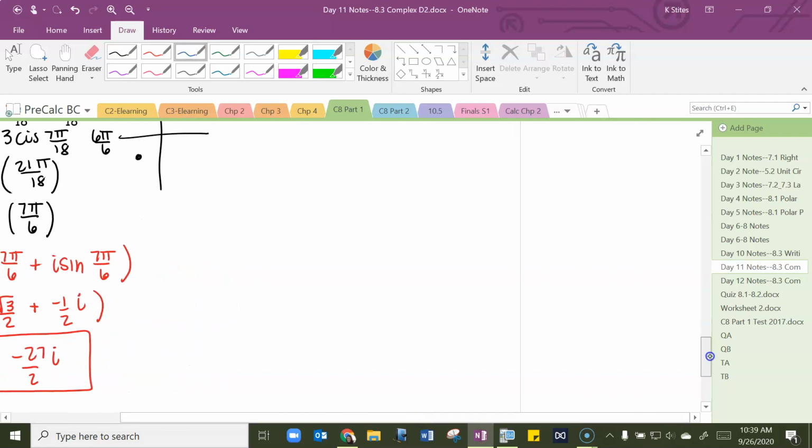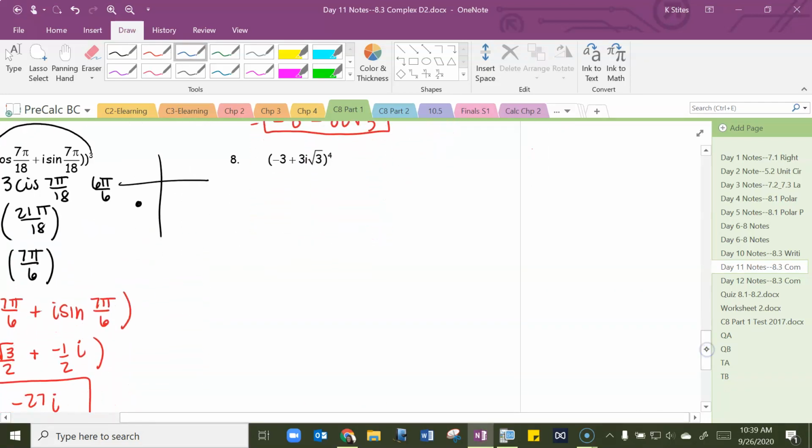All right, which brings us to our last one, number 8. The main thing that you should notice about this problem is that it's not in polar form. So this is in rectangular form. We cannot use this method that we've used for the last 3 unless this is in polar. So the best strategy is to move this into polar first. So let's practice how to do that.